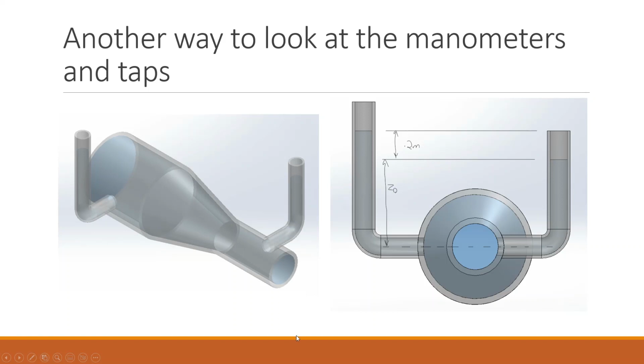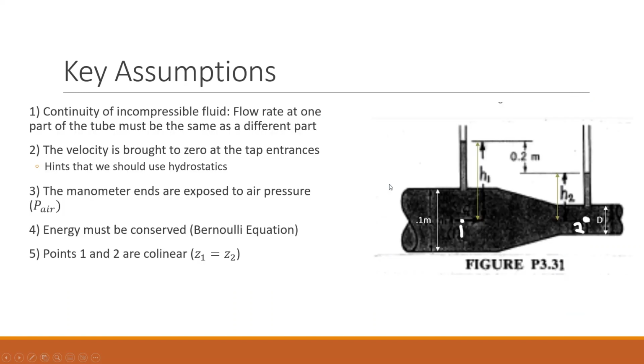But this is how I like to look at the manometers, okay? So you can see here that they are collinear. They have the same delta, or same Z naught, right? So that's the way I look at it.